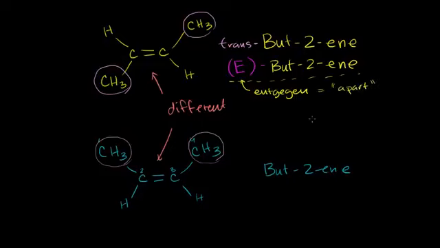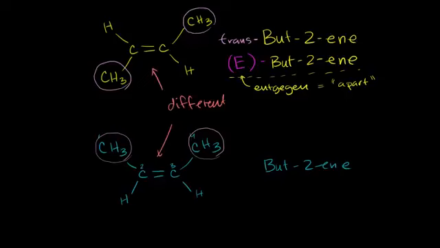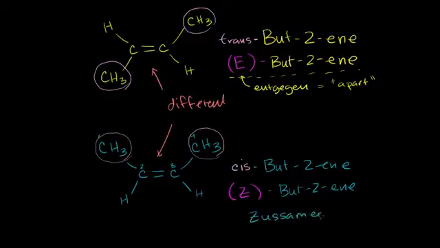Now, in this situation where our functional groups are on the same side, you could call this cis-butene. Cis, I believe, comes from the Latin for together. Or you could call it Z, Z-butene. And you could imagine this Z comes from the German for together, and it stands for zusammen. Zusammen, which is German for together. And that's all you have to do.